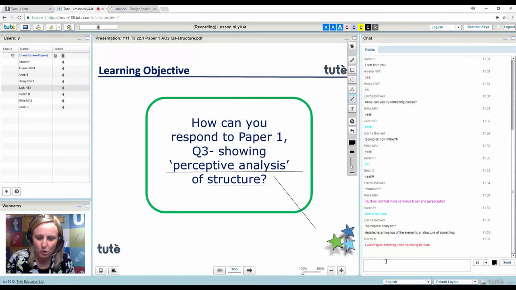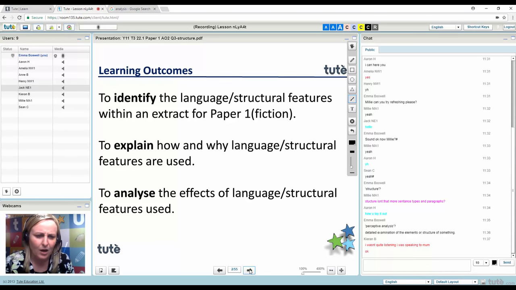Okay, we've just been talking about the learning objective questions so far, Kieran, so we're about to get cracking properly now. Okay then, so our 3 learning outcomes for today then.